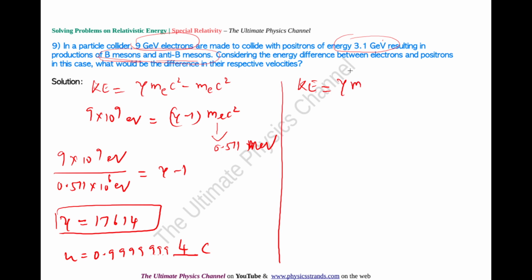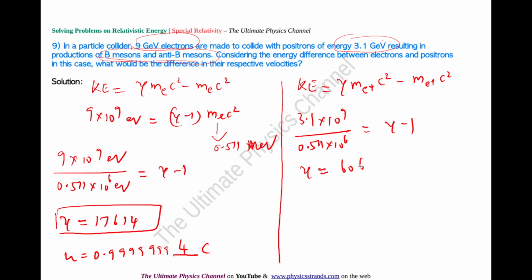For positrons also, the mass is the same as the electrons. Only we can write it as m_e+ c squared minus m_e+ c squared to indicate positrons, and then do the whole thing. The difference here is the energy is different, that is 3.1 GeV. So we can say 3.1 into 10 power 9 on the left side over 0.511 into 10 power 6 in eV. That would be my gamma minus 1. So if I work the gamma out there, because of the lower energy, I'm getting only 6068 as gamma compared to the 17614 there.